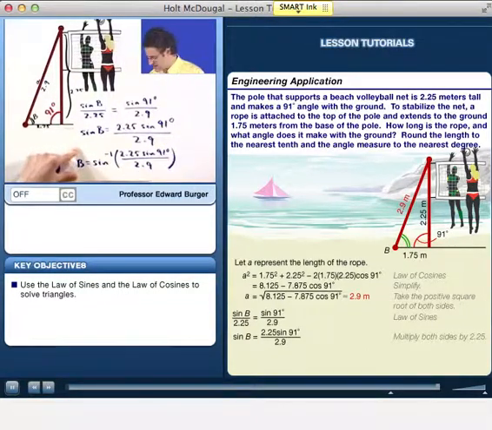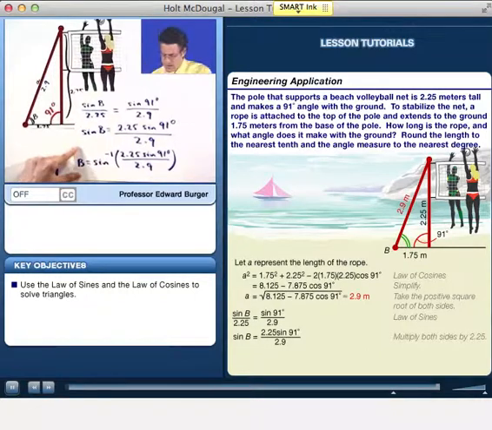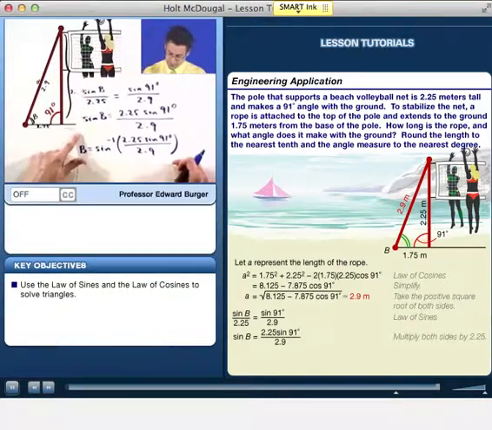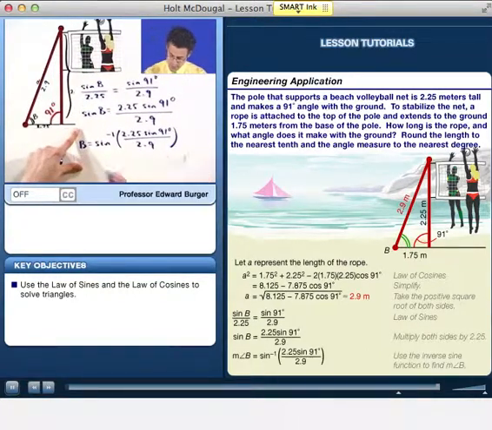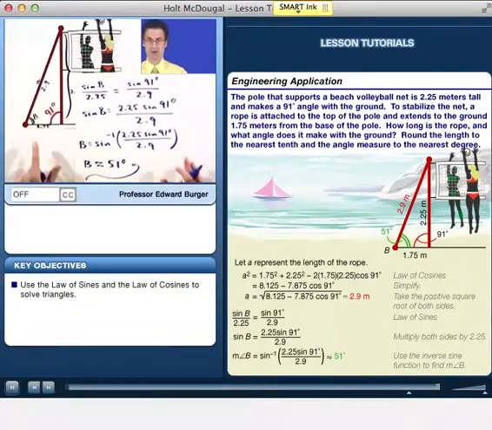Isn't that the scariest thing ever? Not really, because all we have to do is plug that in on a calculator. And if we do that, we see that B is approximately equal to 51 degrees. And so this angle here is 51 degrees.